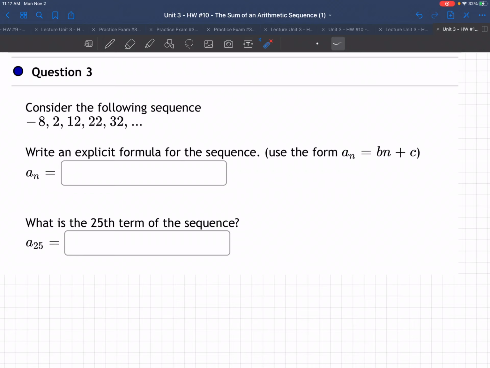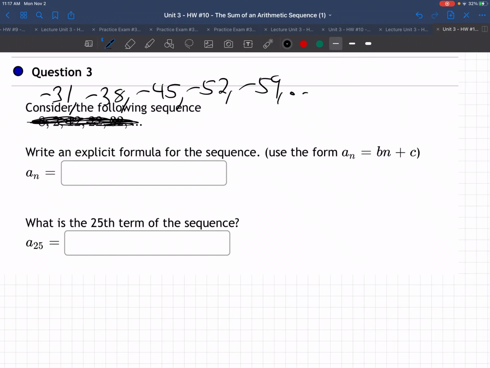Welcome to an example in which we have a sequence. In fact, I'm going to change this to make it a more interesting example. Let's make it minus 31, minus 38, minus 45, minus 52, minus 59, etc. And they want us to find a formula and then find the 25th term.